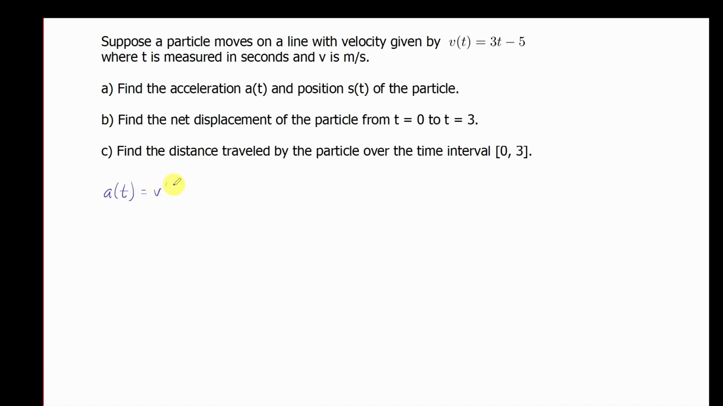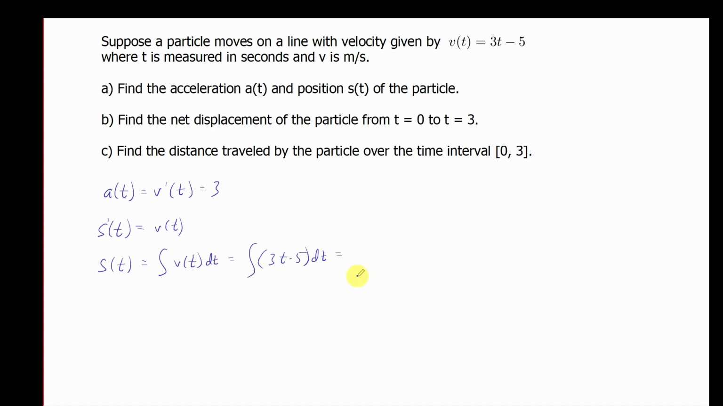Acceleration a of t is the derivative of velocity. So when we differentiate velocity, we just get 3. So the acceleration is a constant function, 3. To find the position function, I know that the derivative of position is velocity. So if I anti-differentiate both sides, position is the antiderivative of velocity, the indefinite integral. So we're going to integrate 3t minus 5 dt. Oops, I put a dv on there. That should be a dt.